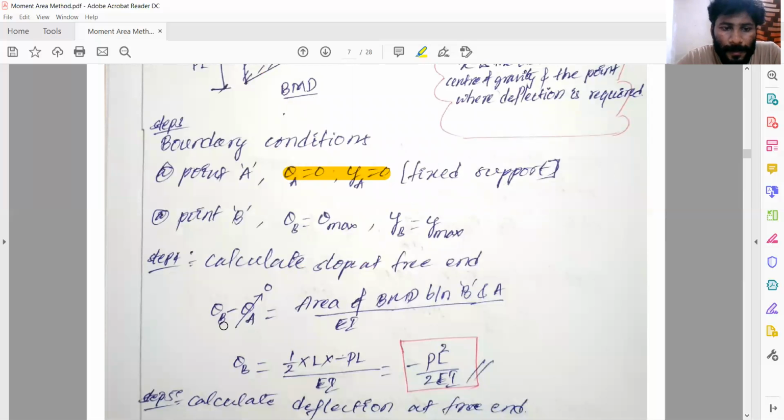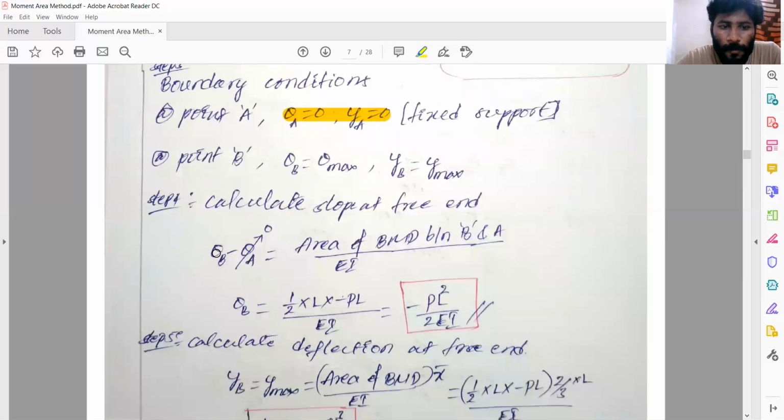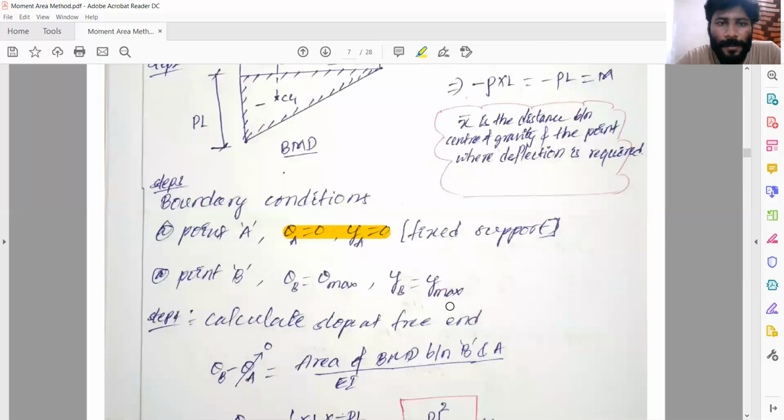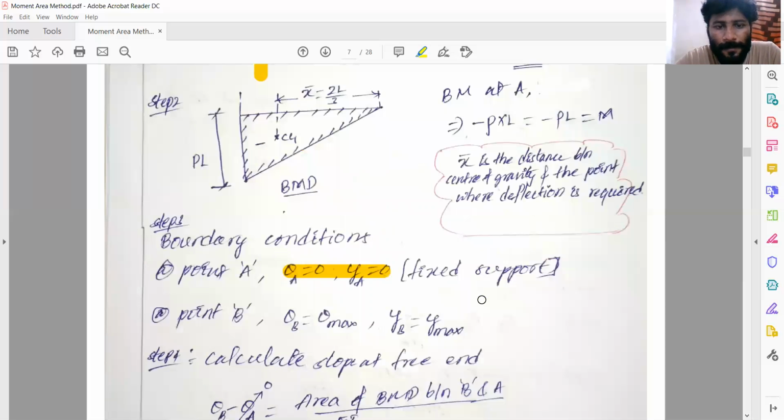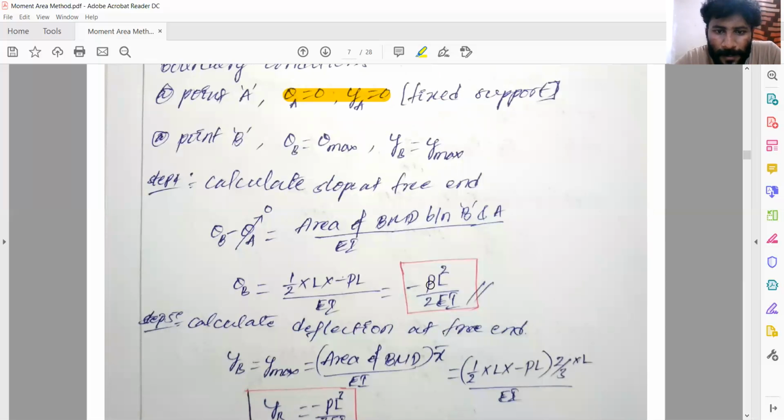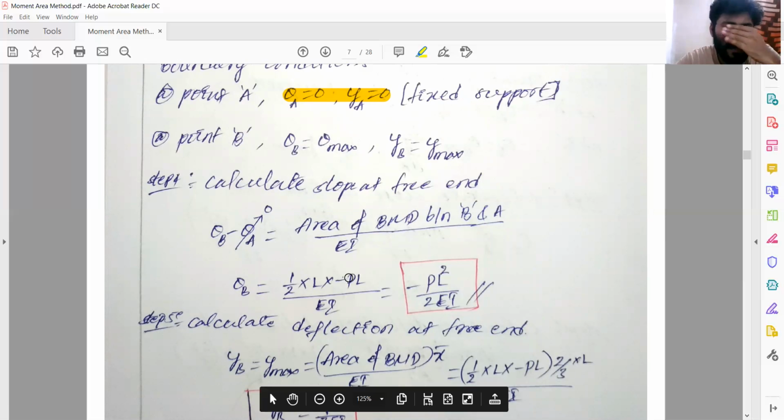So 2 points we have taken, theta B minus theta A. Change in slope between the 2 points, that's the statement of moment area theorem 1. Theta B minus theta A is equal to the area of BMD between those 2 points, B and A, divided by EI. We already know the boundary condition, theta A is equal to 0. So theta B is the area of BMD between B and A divided by EI. How to calculate the area of this BMD diagram? This is a triangle, so half into base L, height is minus PL. Negative bending moment. So half into L into minus PL, that is minus PL square by 2EI. That's the slope. It's just a one-step calculation.